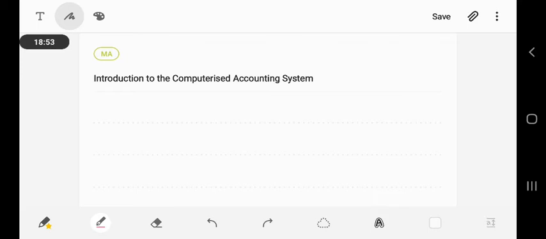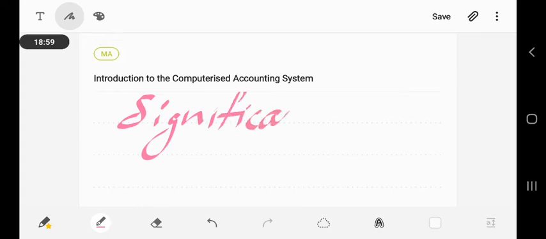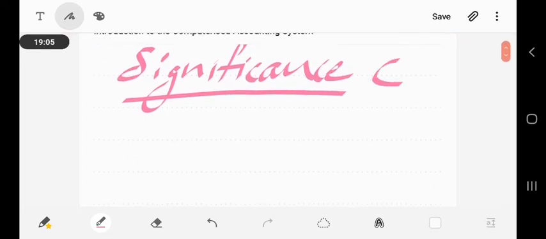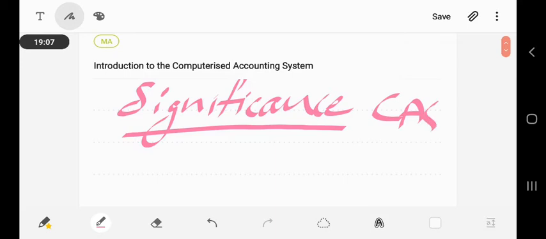The significance of computerized accounting system. What is the significance of computerized accounting system?